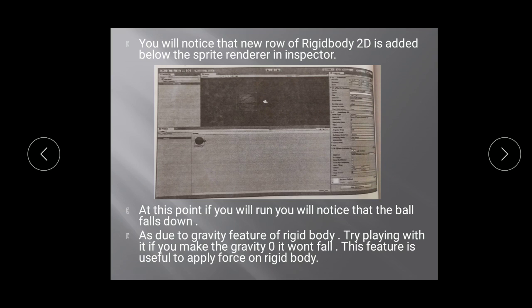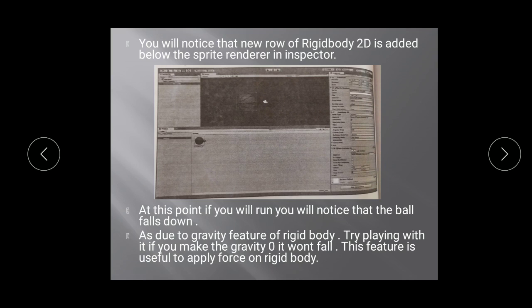So due to gravity, now if we want to show gravity in the rigid bodies or in the objects, we have the option called Rigidbody 2D in the Add Component. Try playing with it: if you make the gravity 0 in the Rigidbody 2D, then it won't fall, it won't move.